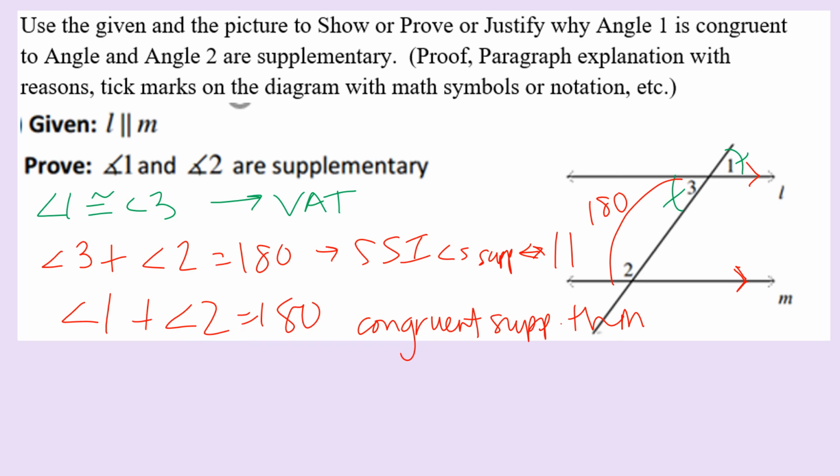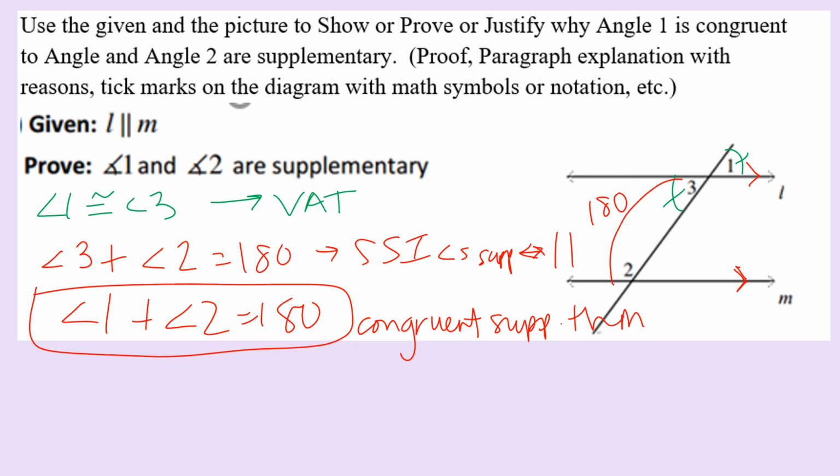There we go. Okay. So the congruent supplement theorem basically means that angle 3 and angle 1 are the same thing. So I can swap angle 1 for angle 3 and go ahead and say that angle 1 plus angle 2 equals 180, because angle 1 and angle 3 are the same exact measure. Okay, then I can do it in a different way.